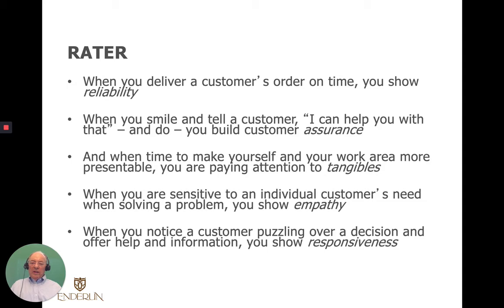And when you make the customer or make yourself and your work area more presentable, you're paying attention to tangibles. When you're sensitive to the individual customer's need when solving a problem, that's showing empathy. And when you notice a customer puzzling over a decision, then you respond to it, that's responsiveness.